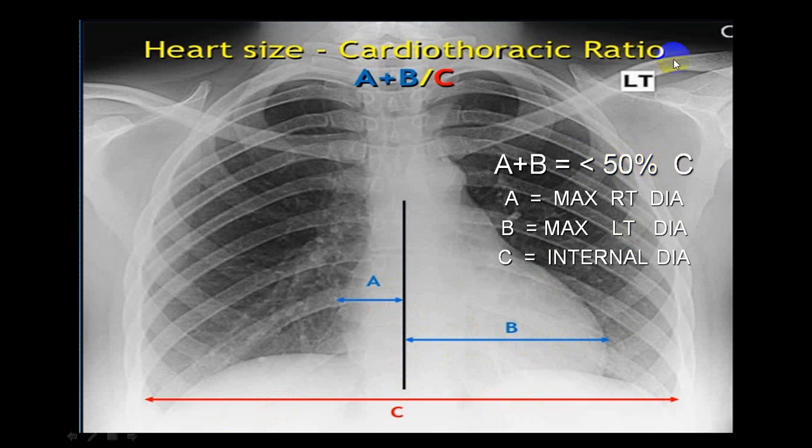should be less than 50% of C. If it is more than 50%, it is cardiomegaly. This is the exact technique. So always use this technique.